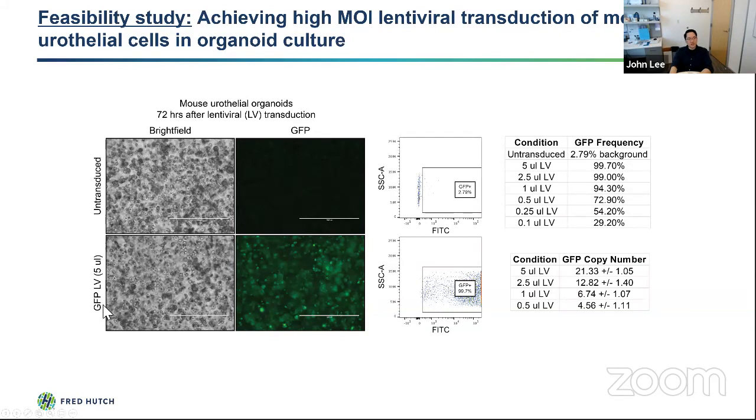Whereas when we add 5 microliters of concentrated GFP lentivirus to each organoid well, you can see that the majority of these are now expressing GFP. If we titrate the amount of virus that we add and then measure the GFP frequency by flow cytometry, we can see that this is relatively linear. With exceedingly small amounts of lentivirus, we can achieve pretty much a complete transduction. But more importantly, when we look at the GFP copy number, we can achieve up to 20 copies per cell, which certainly is high MOI transduction.